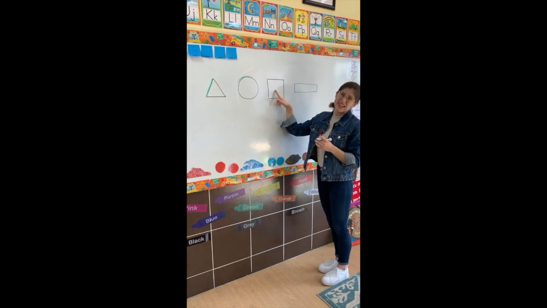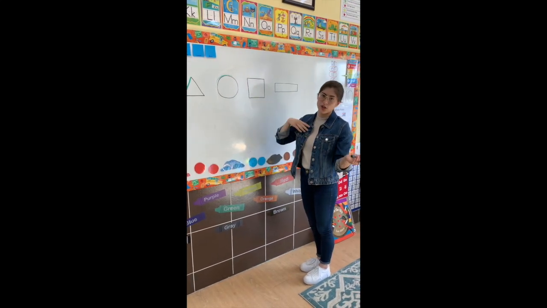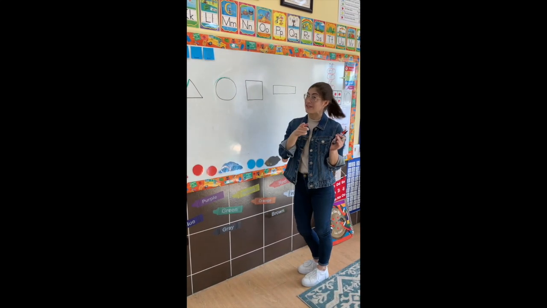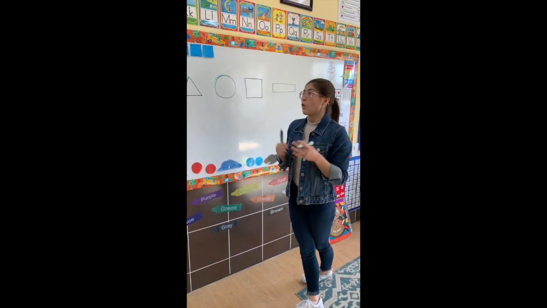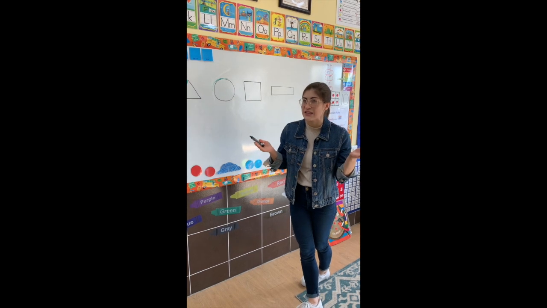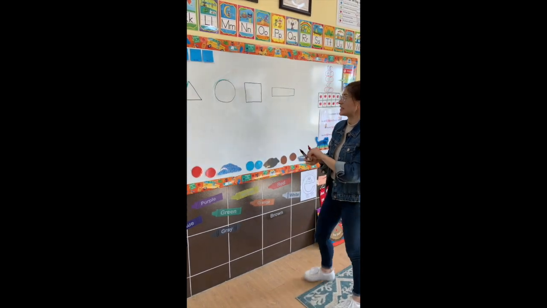Okay, what kinds of lines does the square have? Curved or straight? You said straight, good job. Same with the rectangle. Now, what is a side? Do you remember what the side of a shape is?